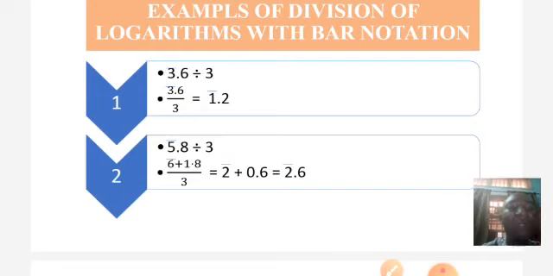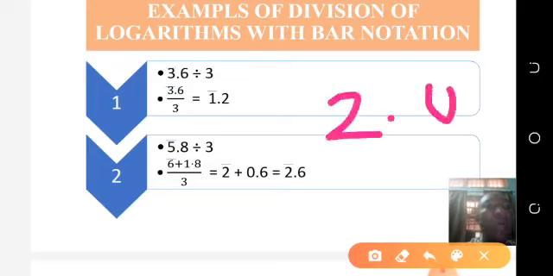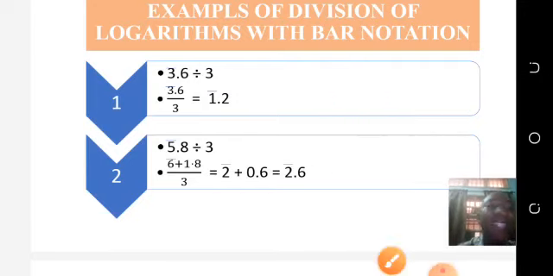Good. Let's add the 2 together now. That is 2.0 plus 0.6. What is that going to give us? Good. That will give us 2.6. Remember, that 2 is carrying bar. So the answer will be bar 2.6. Therefore, bar 5.8 divided by 3 will give us bar 2.6. Let's see other examples.